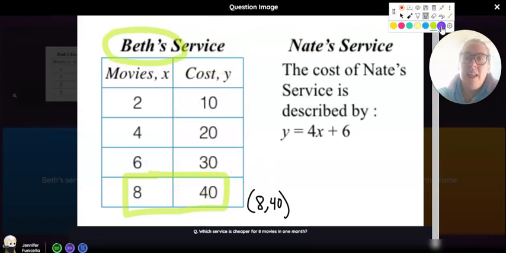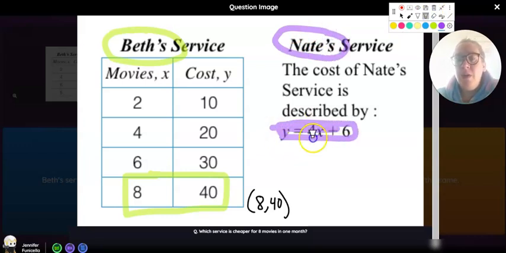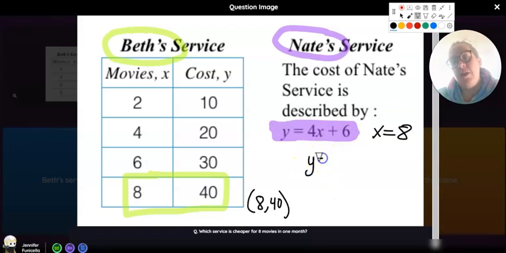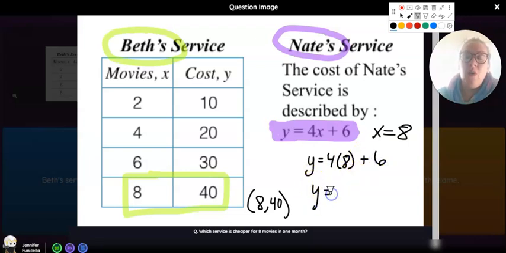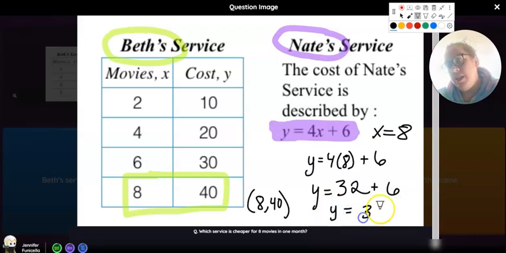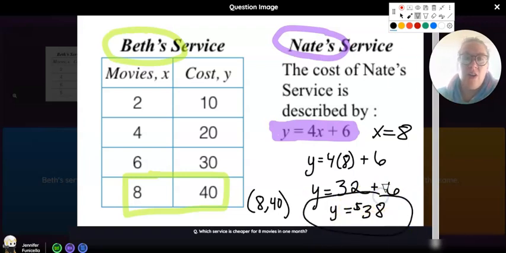And when we're looking at Nate's service, we have a function. So we don't know right off the bat how much it is for 8 movies, but what we can do is we're going to plug in 8 for X and get the value. So we'd get Y equals 4x becomes 4 times 8 plus 6. Order of operations, we're going to multiply 4 times 8 to get 32 plus 6. 32 plus 6 is 38. So Nate's service is $38.